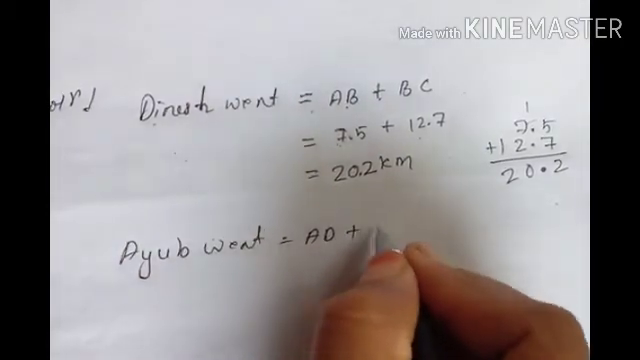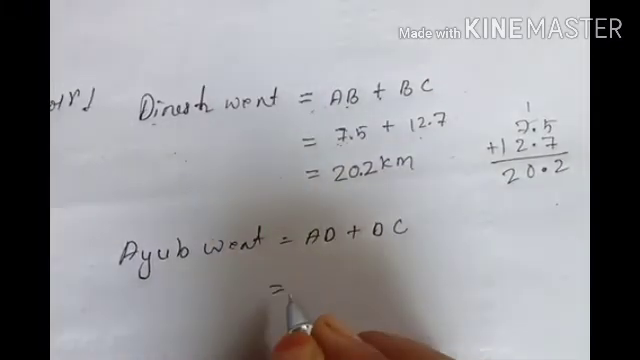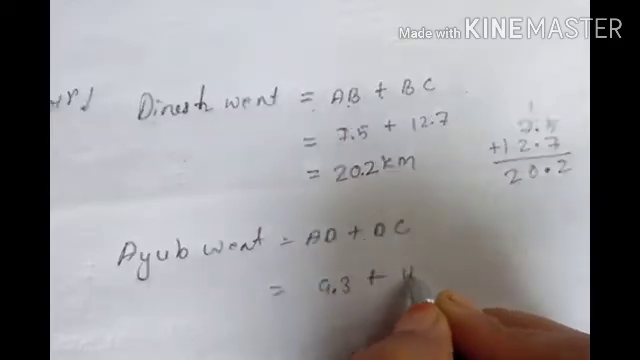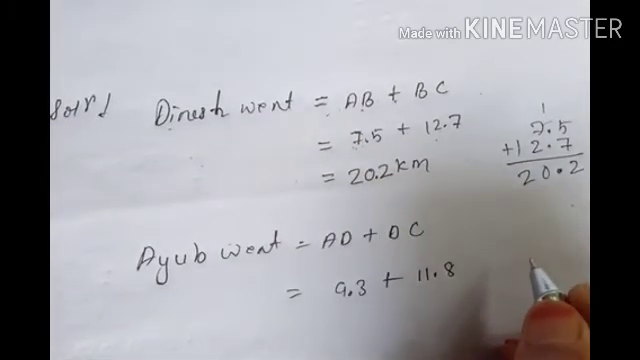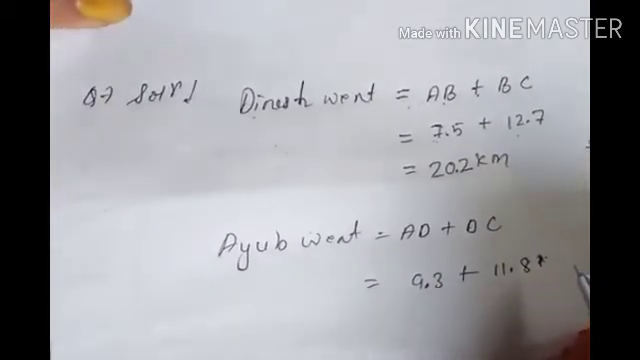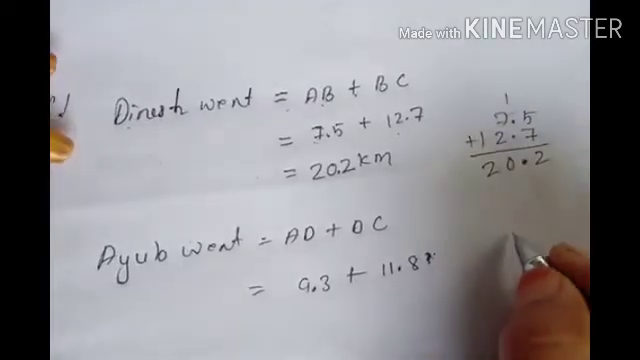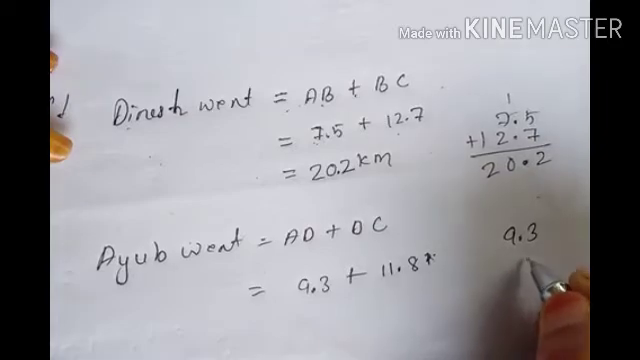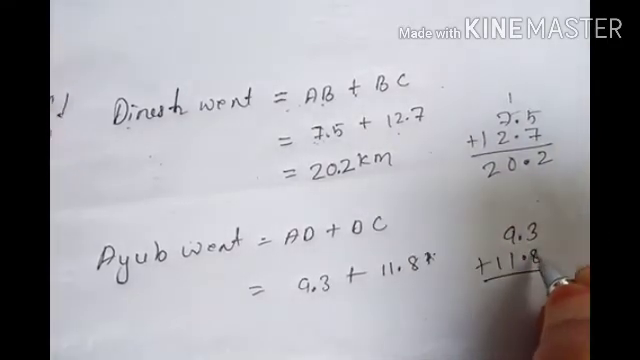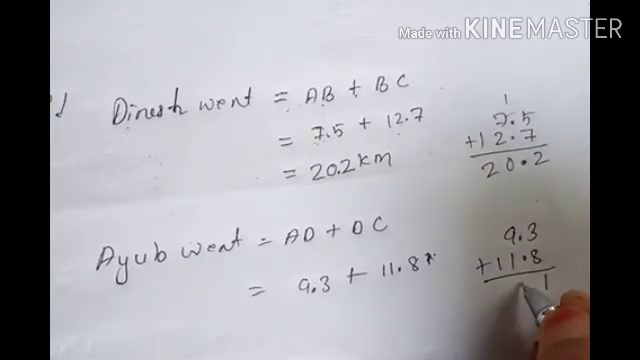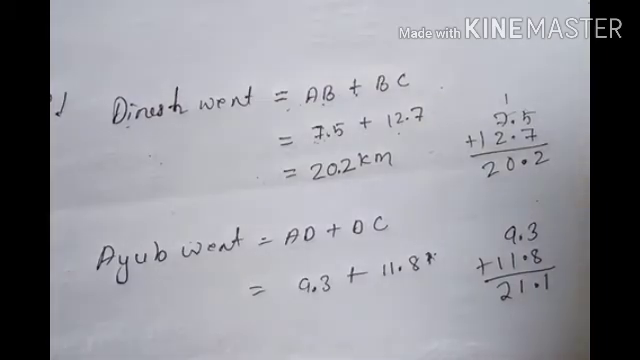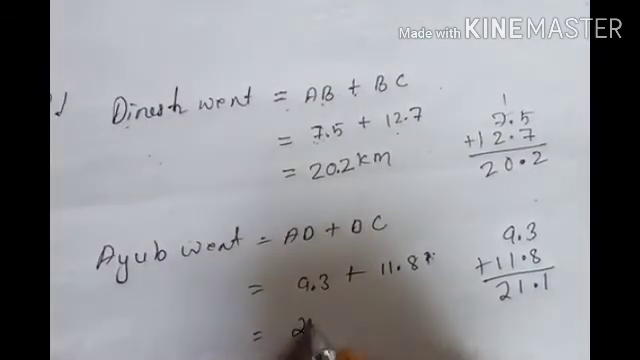Now for Ayub, so Ayub went A to D, isn't it? So AD, again D to C. Now what is the distance? This 9.3 kilometer plus 11.8 kilometer, isn't it? So if you plus this, how much will you get? How will you plus 9.3 and 11.8 in this way? Now 11, 1 is carry, again 11, then again 1 is carry, 2, 21.1.